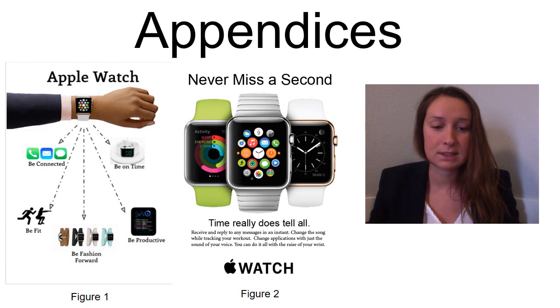Figure 1 is the infographic we created that tells more about the features of Apple Watch, such as be connected, be fit, be fashion forward, be productive, and be on time. And these can be seen in the infographic as visually appealing, also informative, which was our goal for the infographic.